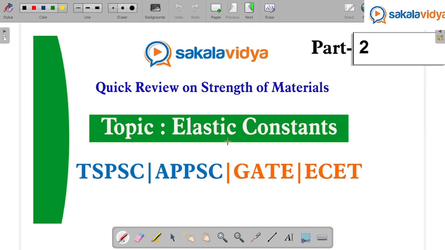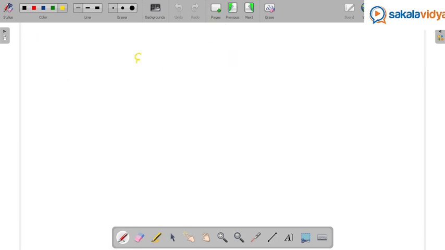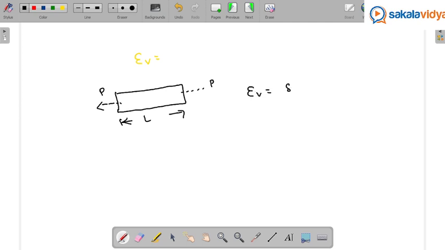In our last session we have seen elastic constants. In that we have derived one formula to calculate the volumetric strain, when the load is given in the direction of length. So what is the formula to calculate this volumetric strain? Sigma v is equal to delta L by L times of 1 minus 2 into mu, where delta L by L is nothing but longitudinal strain, mu is nothing but Poisson's ratio.